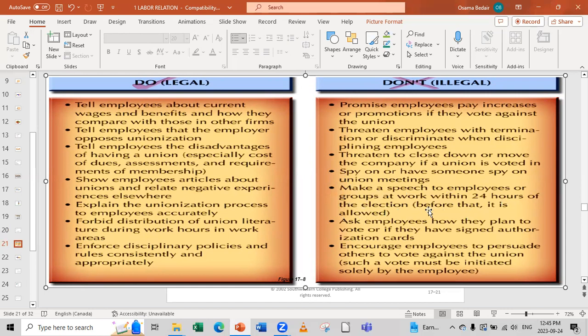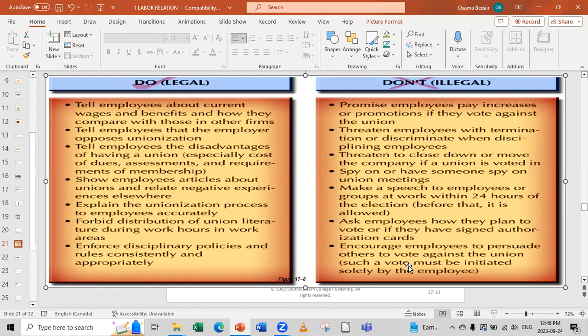Ask employees how they plan to vote or if they have signed authorization cards. Don't ask the employees, and don't tell them. Encourage employees to persuade others to vote against the union. Here I would tell the employees, hey guys, go and encourage others against the union, we don't need unions here. The manager knows very well that the union will help to pay higher wages to the workers, so it is not desirable for the management, and for that reason they don't encourage unions.